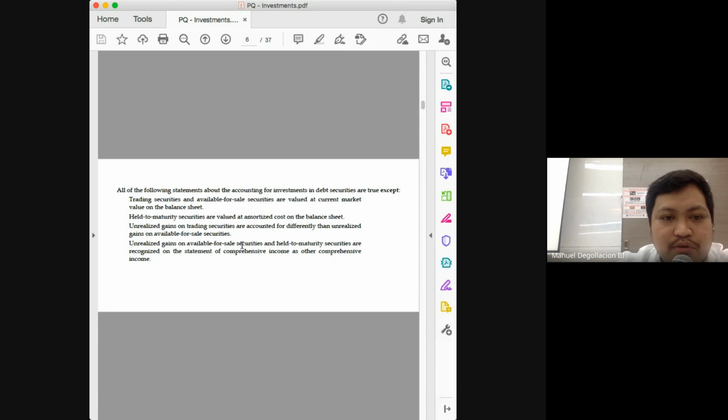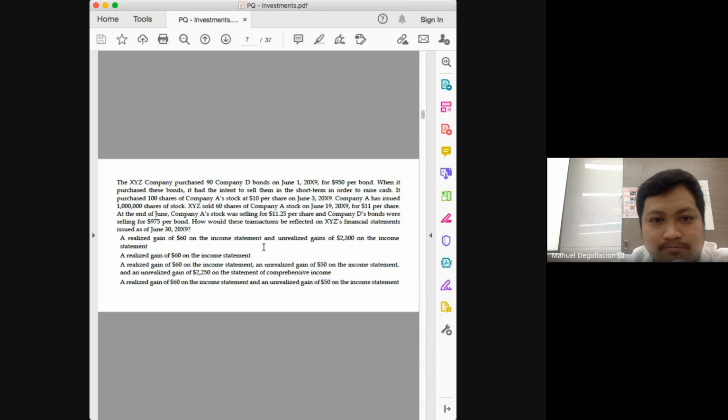Unrealized gains on available for sale securities and held to maturity securities are recognized in the statement of comprehensive income as other comprehensive income. Why is this false? Because you do not recognize unrealized gains for held to maturity. The first part is correct. Unrealized gains for AFS securities will go to OCI, but you do not recognize unrealized gains for held to maturity securities. So the answer here is letter D, or the fourth choice.